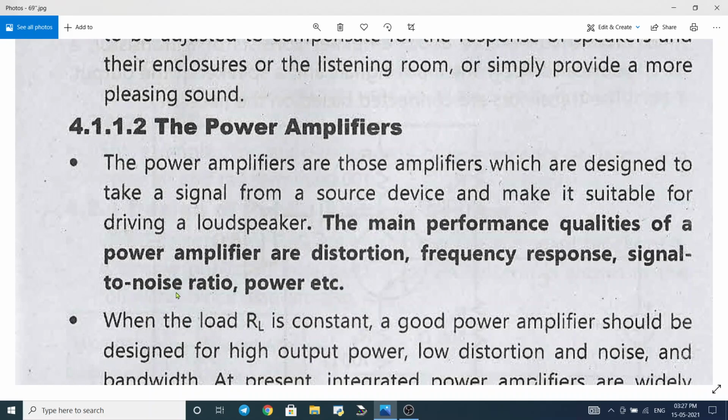The noise, we know noise is an unwanted energy that is added in the original signal that tends to disturb the quality of the original signal. So all these factors we must consider while designing the power amplifier.